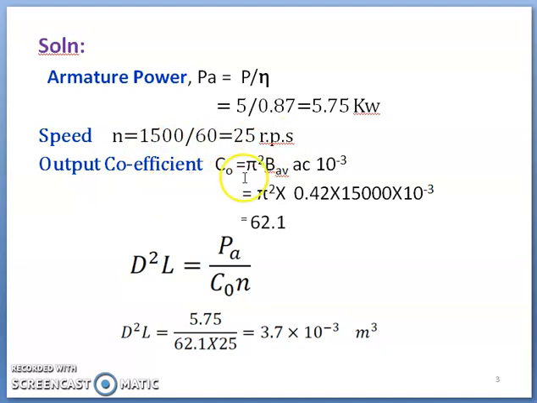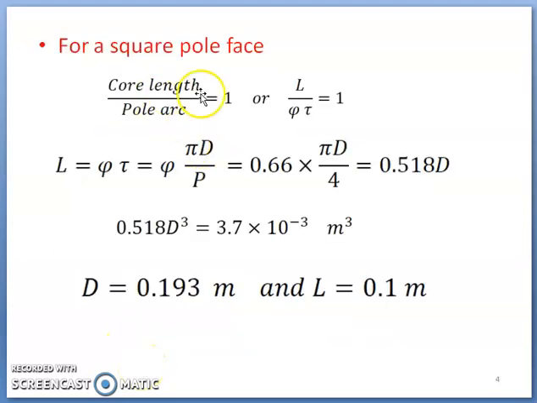Then output coefficient C naught is given by pi square B average AC into 10 to the power of minus 3. After substituting value of B average and AC from given data, we get C naught equal to 62.1. Okay, then substituting value of C naught and n, D square L product is 3.7 into 10 to the power of minus 3 cubic meter. Okay, then how to separate this D square L product to have value of D and L separate, that is main dimensions. So usually to separate this D square L product, we consider ratio of core length to pole arc as 1, that is L by tau_p psi equal to 1.